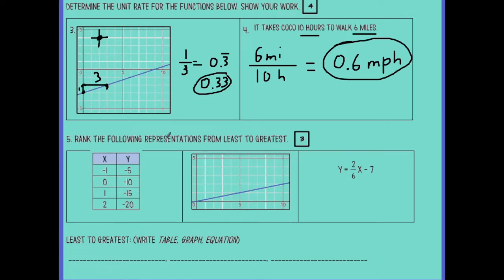Number 5 says rank the following representations from least to greatest. So first we have to find the unit rates here. So let's see if they even work. So this is -5 over -1. So I'm going to divide. And if I divide, that's going to be 5. Over here, 10 divided, that's undefined. So this is not proportional. So remember, even if it's not proportional, it still might have a unit rate.